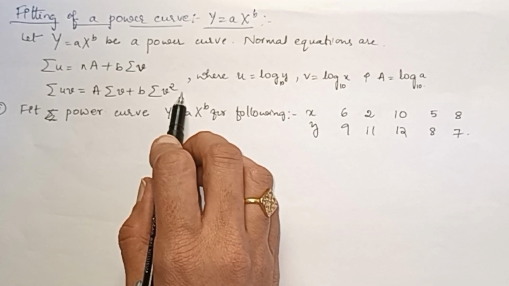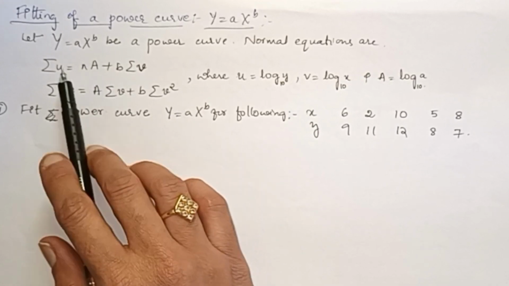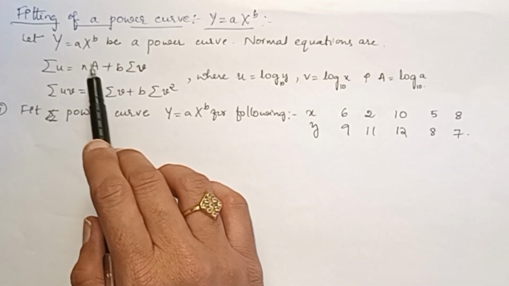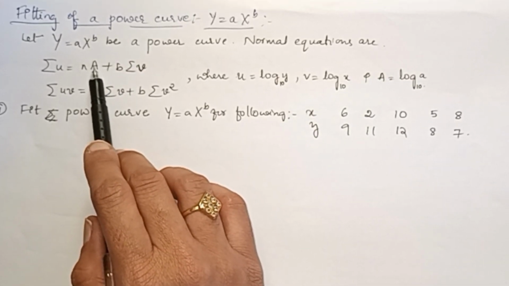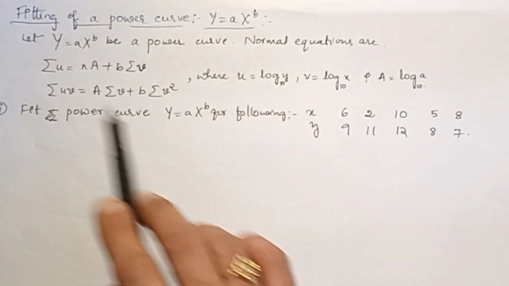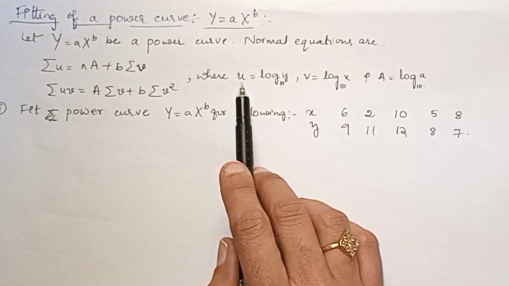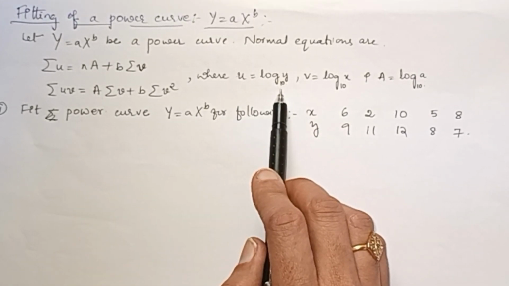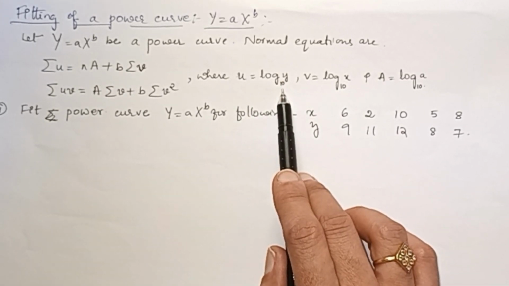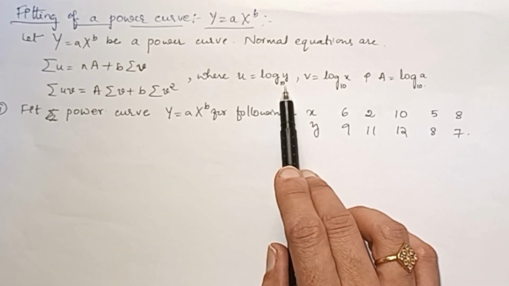Almost same as the equations of the straight line. Instead of x and y, we are using now u and v, and capital A instead of a small letter a, because small letter a is already used here. So u equal to log of y to the base 10. U means log of y to the base 10. We are using logarithm to the base 10, not natural logarithm.